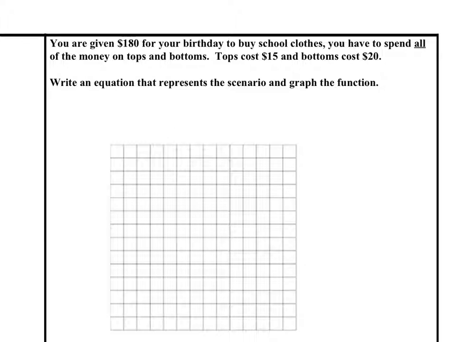This is not y equals mx plus b. Both of these things are happening over and over, so they both have to have a variable. $15 for tops, 15x, plus $20 for bottoms, 20y, equals the total, 180. Write down your equation, please. This is in standard form because both of these things happen over and over.